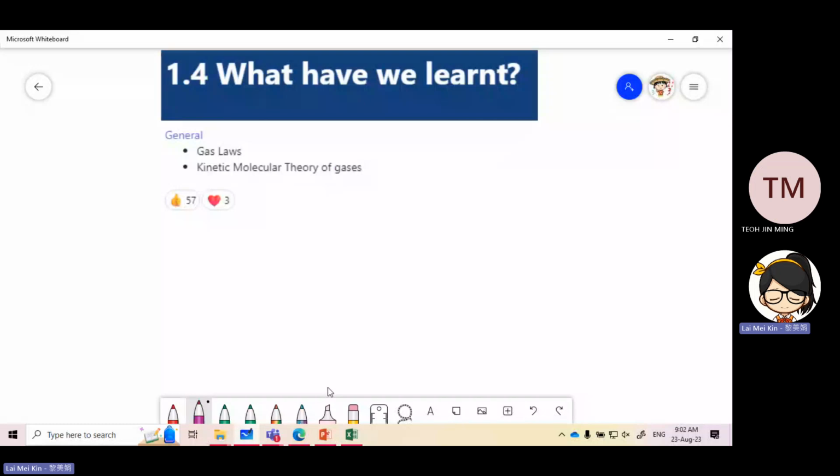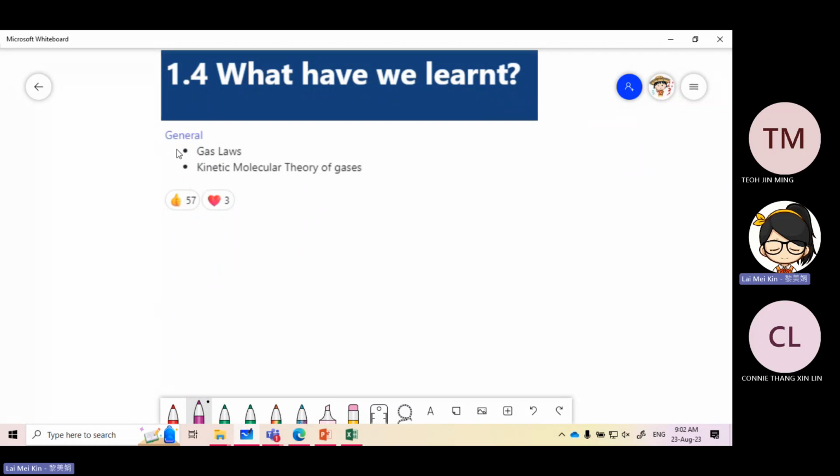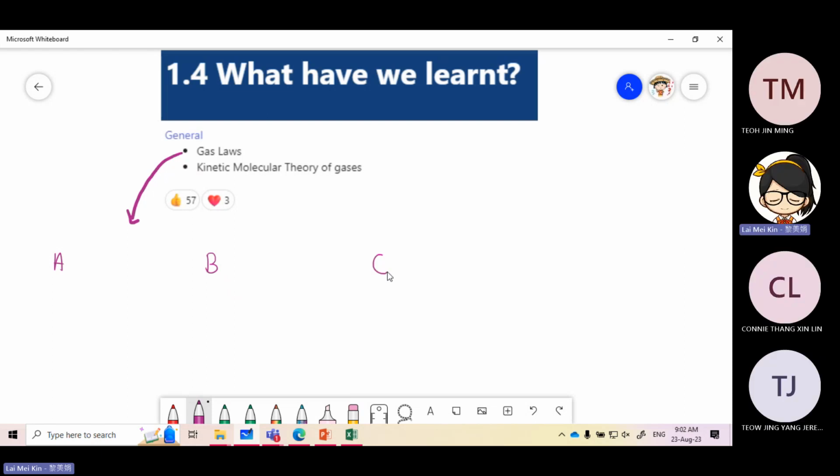Okay, good morning, class. As usual, let's recap on what we learned yesterday in the previous class. Yesterday we learned about gas laws, and there are 4 gas laws: A, B, C, and D law. Let's recap quickly on each of these laws.